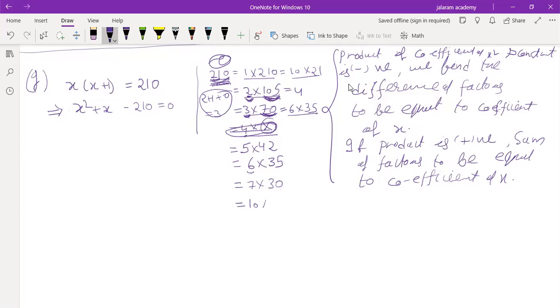Then next is 10 into 21, which we already have written. Now check for 11. Is it divisible by 11? For this, you have to check by 11 only. 11 ones are 11. Remainder is 10, 100. 11 nines are 99. Now remainder is 1. So it is not divisible by 11. Is that clear to you?